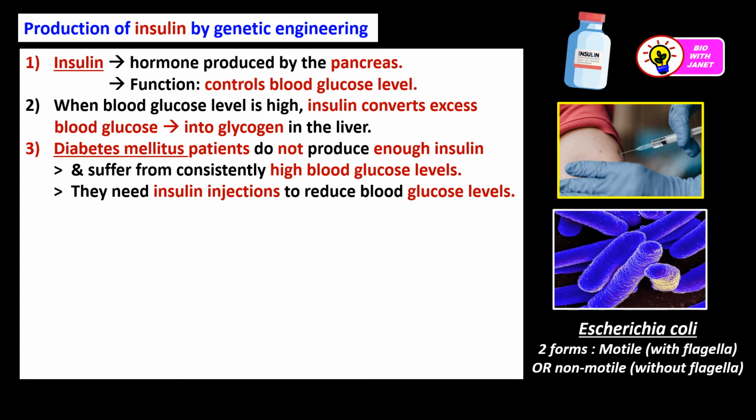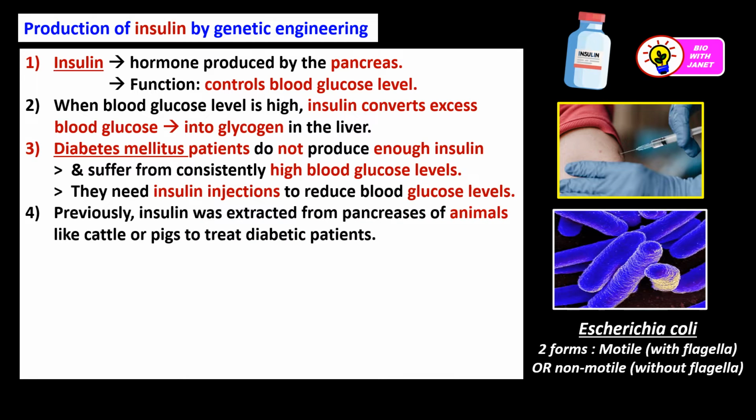But patients who suffer from diabetes mellitus do not produce enough insulin to convert all the excess blood glucose into glycogen. So they suffer from consistently high blood glucose levels. Now, in the long run, if the blood glucose level is always high, it can cause serious effects like blurred vision, nerve damage, excessive thirst, slow healing of wounds, and kidney damage. So these patients need insulin injections daily to reduce their blood glucose levels.